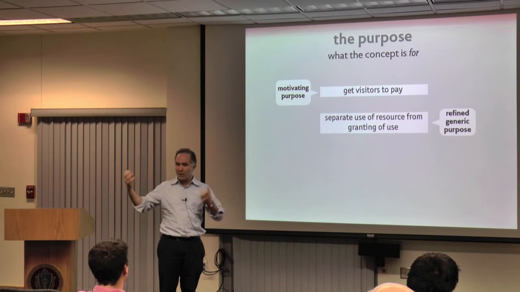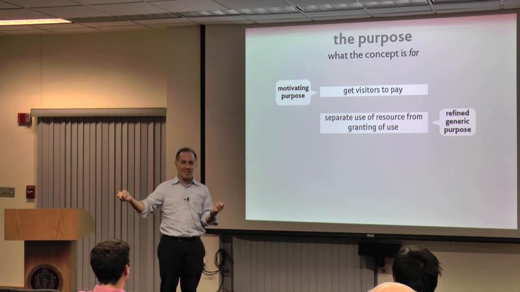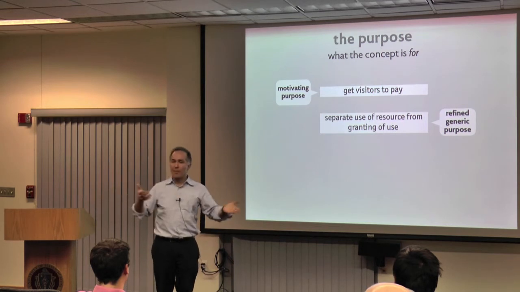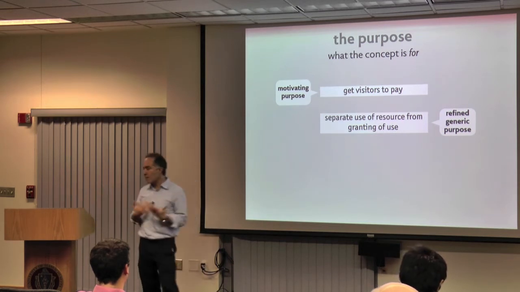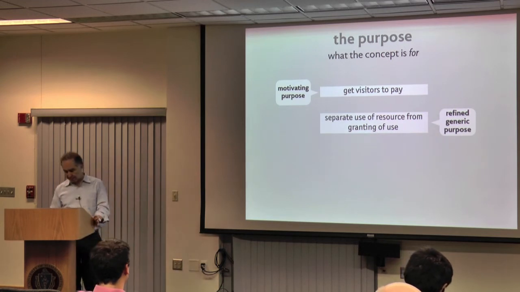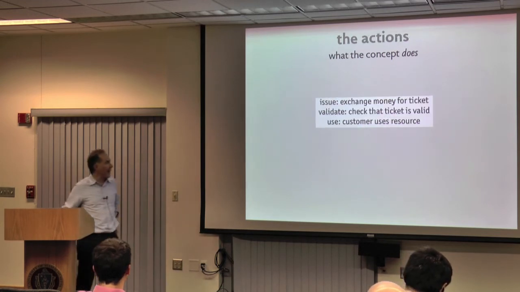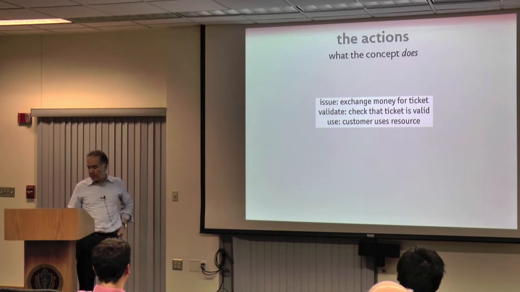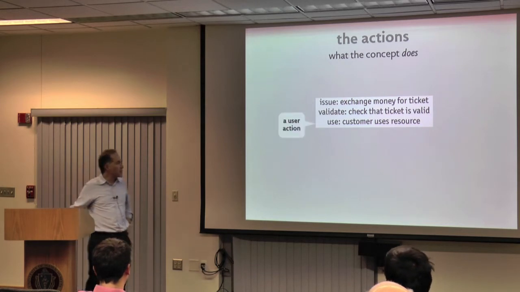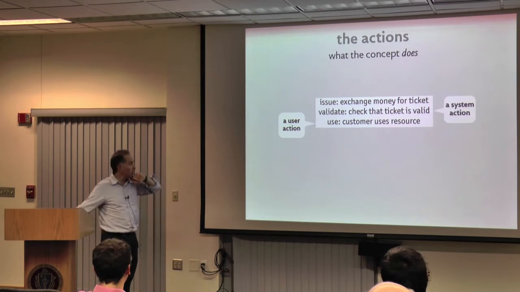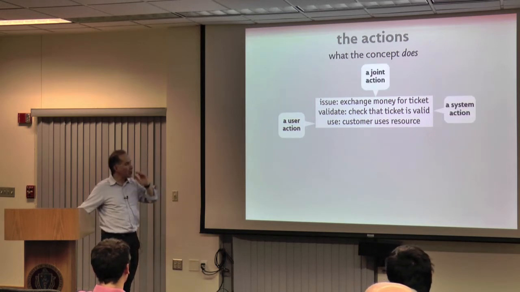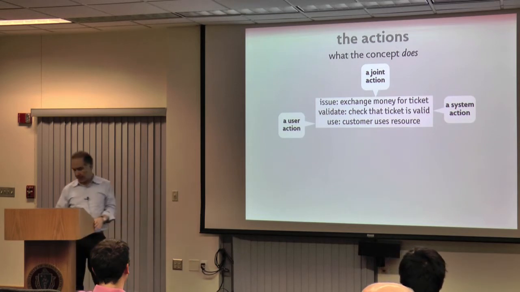If you think about it, that's a fundamental reason to use ticketing, right? You can have a ticket desk and an entry turnstile, and you can separate them. You can even issue your tickets online, right? And that's a very important reason to use tickets. The third part, what actions the concept involves. So they might be user actions, such as the customer actually using the resource, going into the museum, system actions, like validating that the ticket is valid, or joint actions, exchanging money for a ticket.